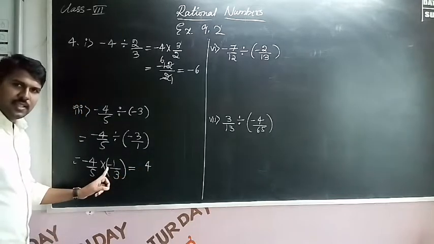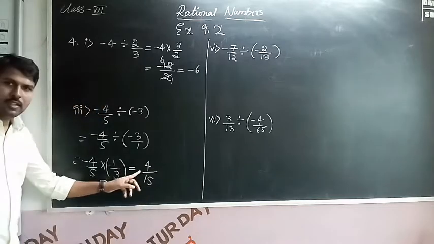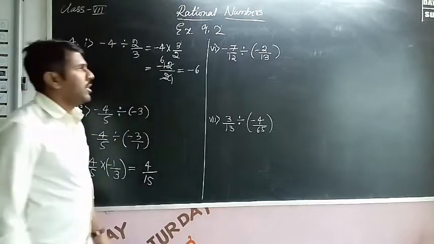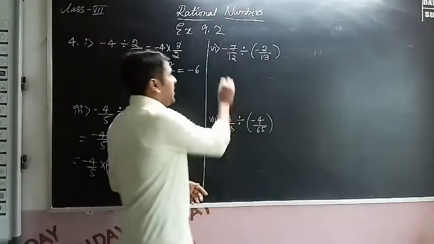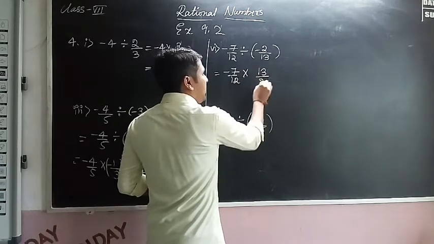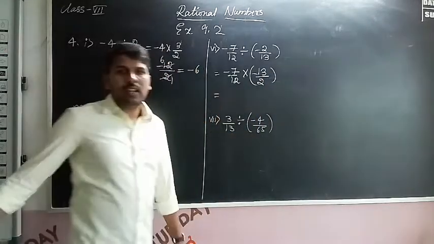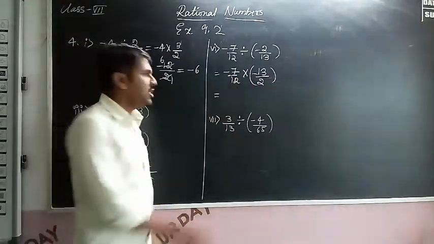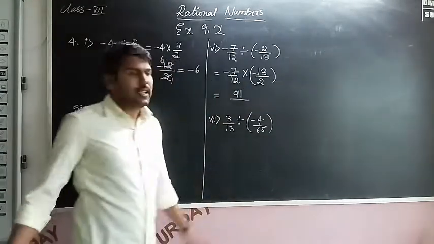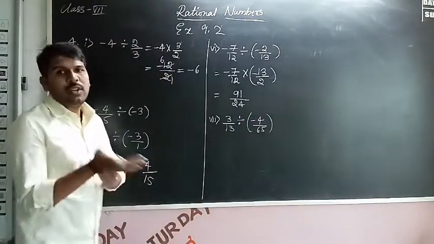Minus into minus is plus. 5 3s are 15. So plus, do not write the plus sign. So the plus sign will be there. So 4 by 15. So next, remove the division sign. Minus 7 by 12 into minus 13 by 2. So now multiply numerator to numerator, denominator to denominator. 7 13s are how much? 91. Minus into minus is plus. So the plus sign is there. 12 2s are 24. Answer is 91 by 24.